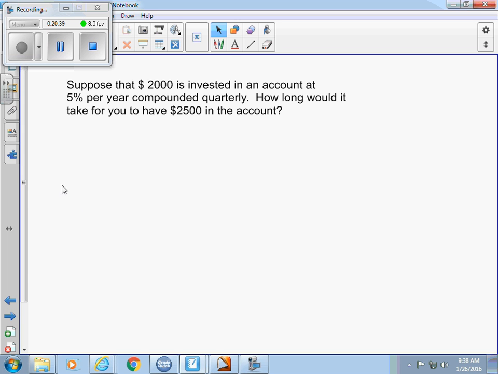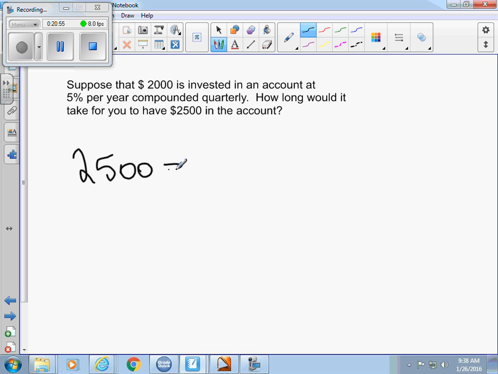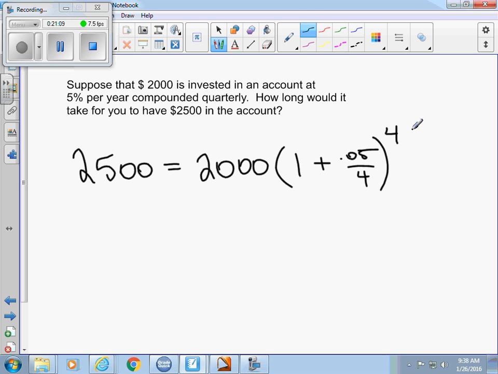How long would it take for me to get $2,500? So say you're putting it in a savings account to save for something. How long would it take your money to make it up to $2,500? How would I do that? 2,500 equals 2,000(1 + 0.05/4)^(4t). So this is the same bank account. But now I want to know, what is t?